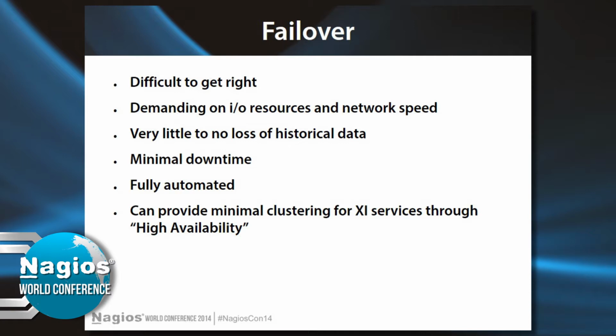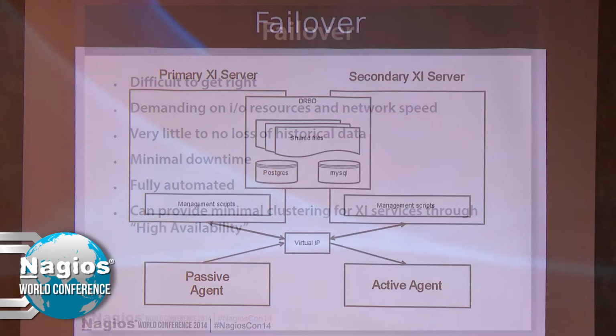Moving on to failover. Failover can be difficult to get right. It's important to test it. It can be demanding on I/O resources and how much latency you have, your overall network speed. Done correctly, you'll experience very little to no historical data loss, minimal downtime. This not only can be fully automated, it should be. And you can get some minimal clustering services to try to reach for that high availability prize that everybody wants.